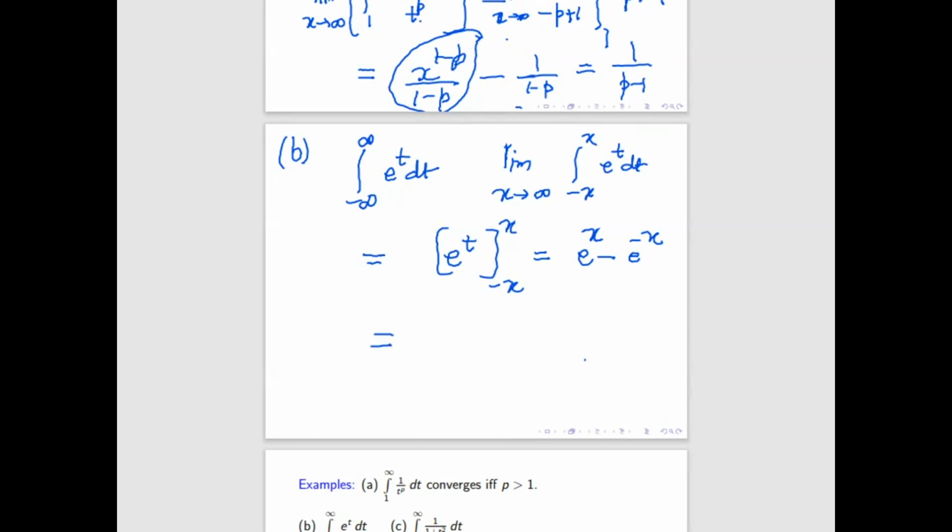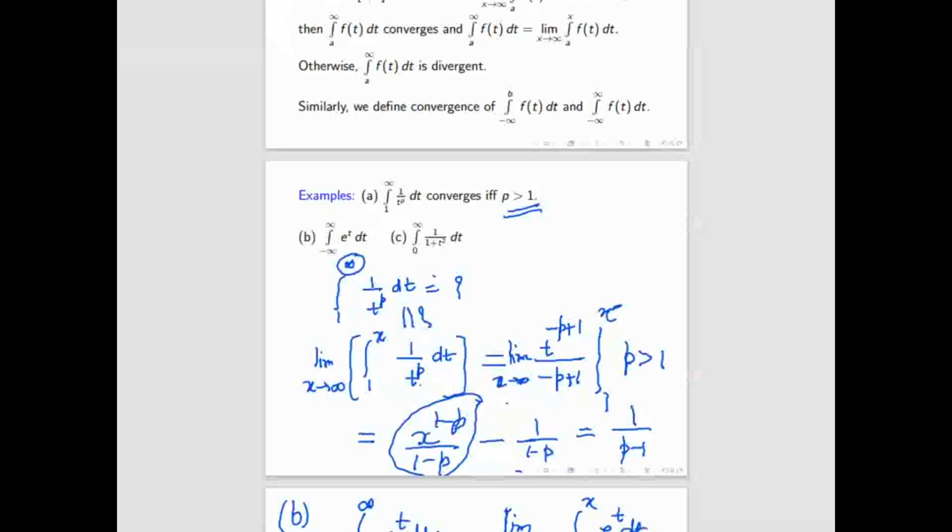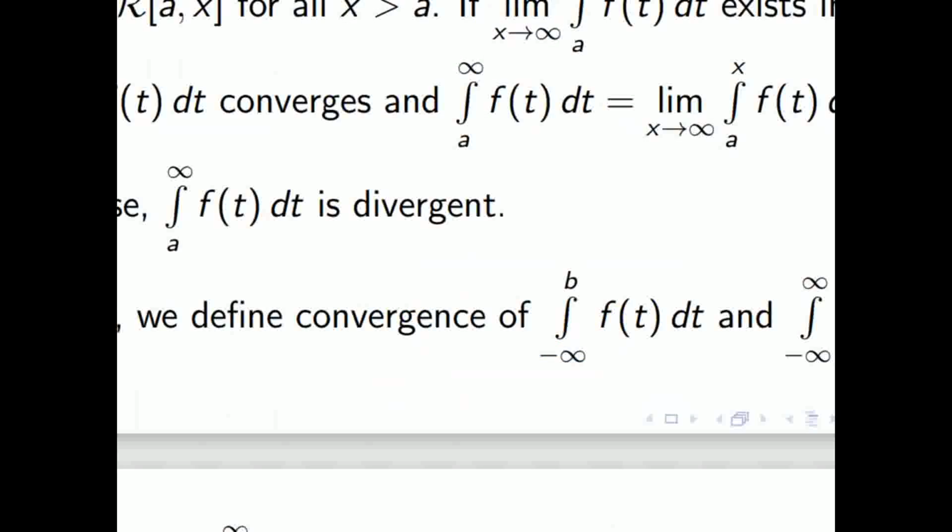Now we have to apply the limit. Infinity. So is this integration convergent or not? Divergent, because this is coming infinite.